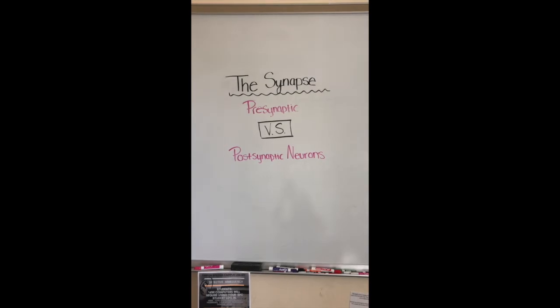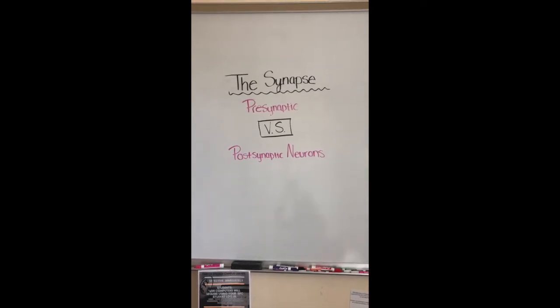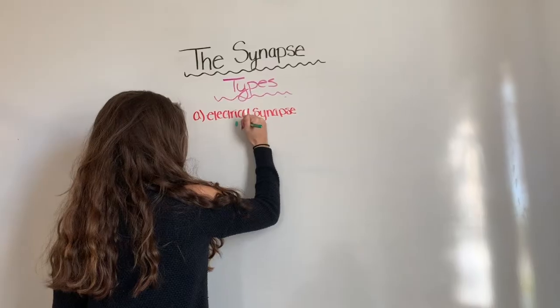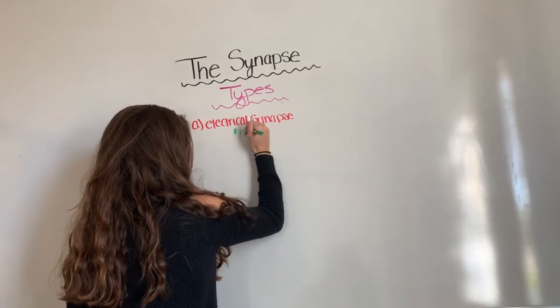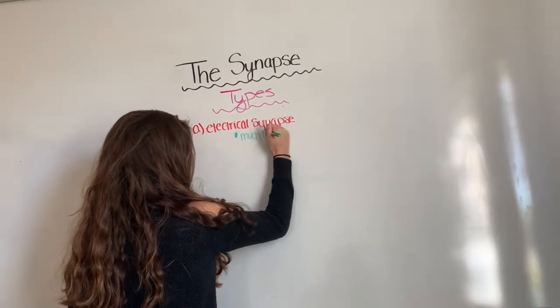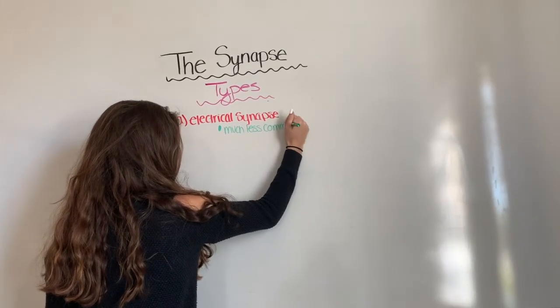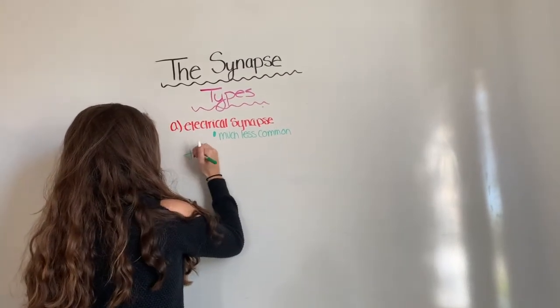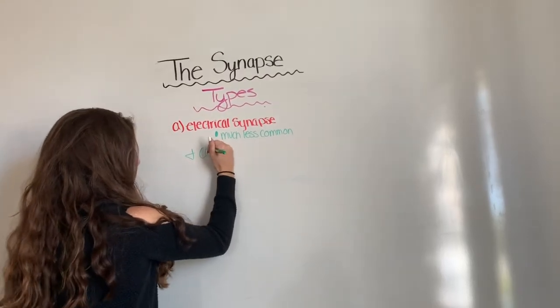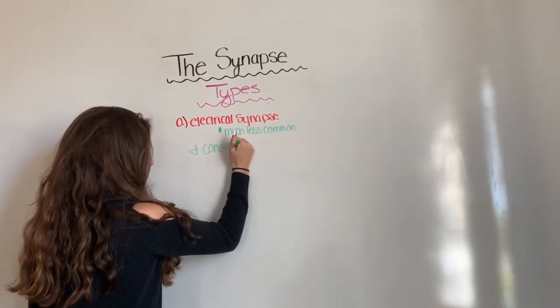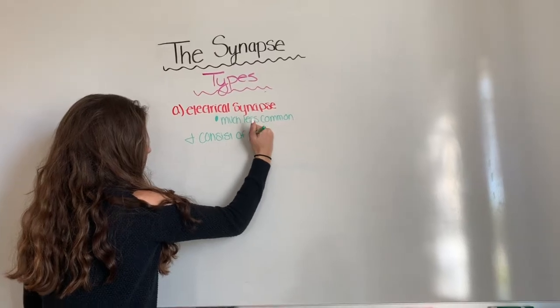In the synapse, we have a presynaptic and a postsynaptic neuron. Electrical synapses are much less common than chemical synapses. They consist of gap junctions like those found between certain other body cells. Their channel proteins connect the cytoplasm of adjacent neurons and allow ions and small molecules to flow directly from one neuron to the next.